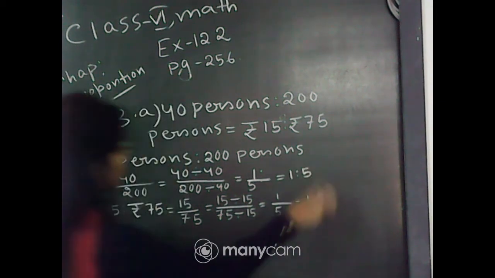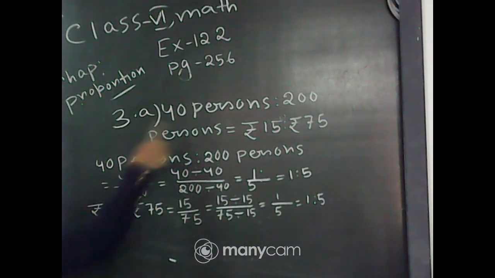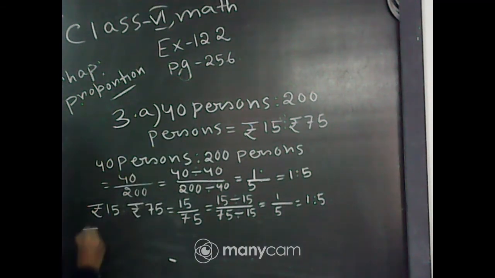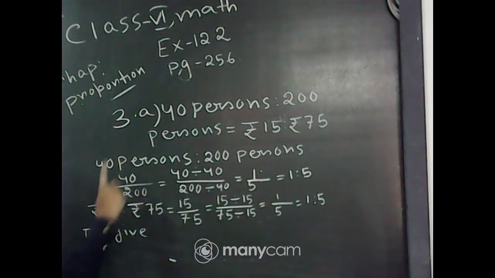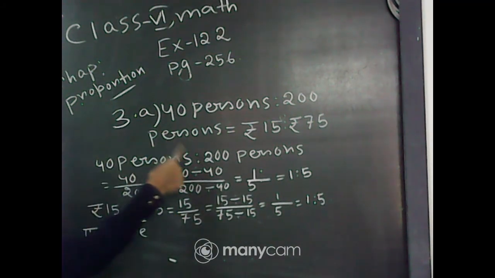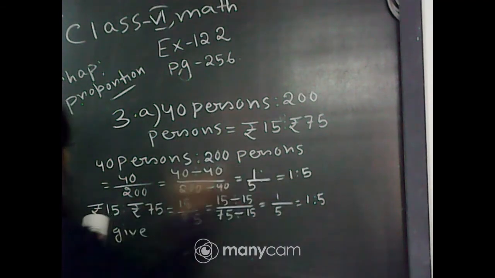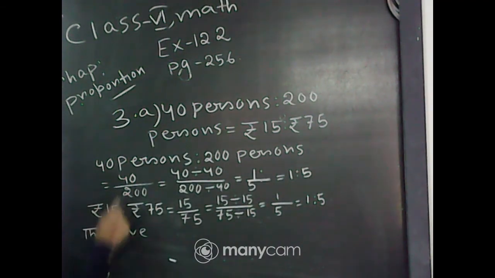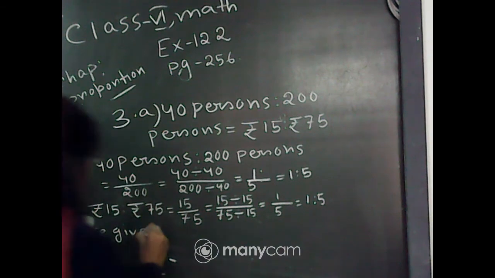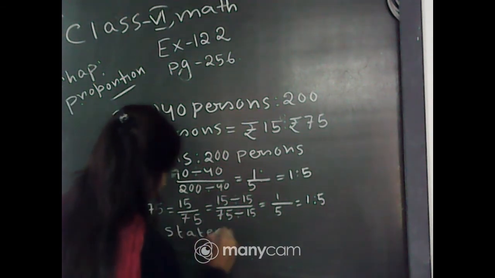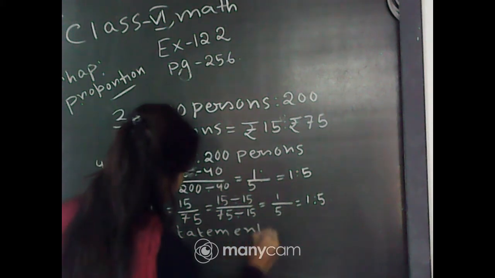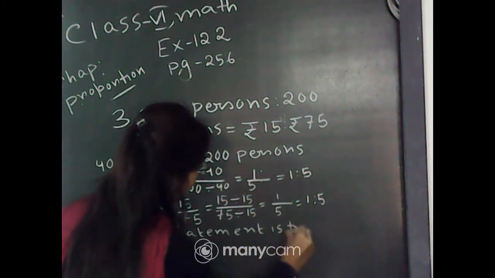So, here both ratios are equal, therefore, the given statement is true. Since both the ratios are equal, we can say that 40% is to 200% is equal to rupees 15 is to rupees 75. Therefore, the given statement is true.